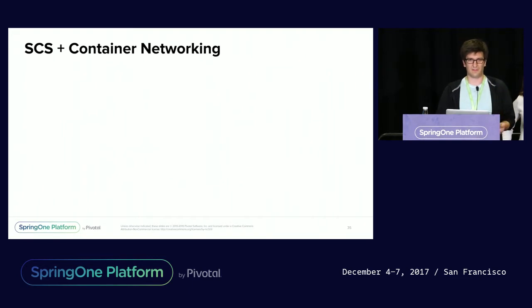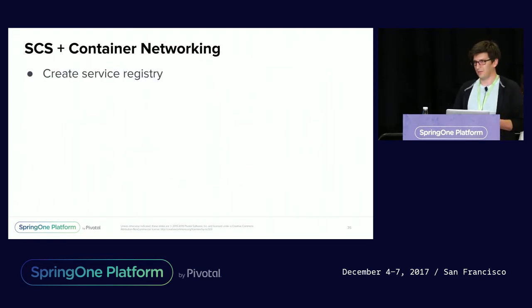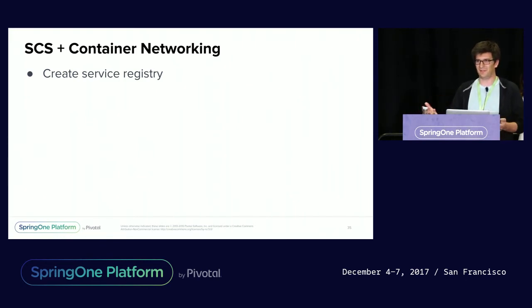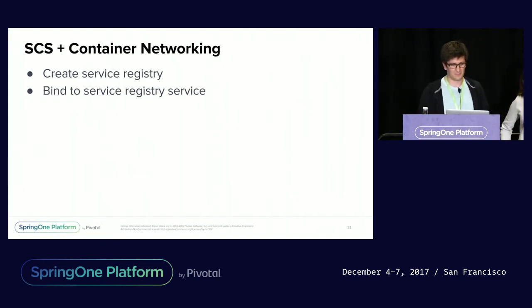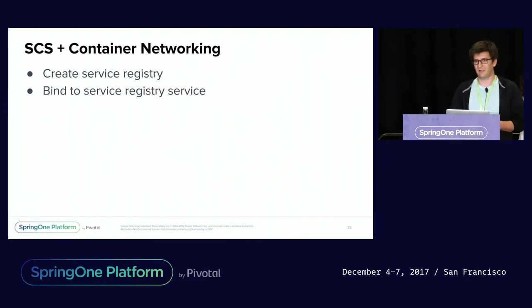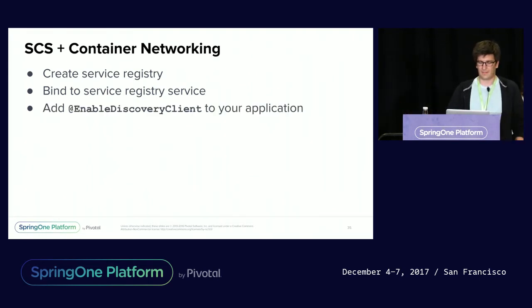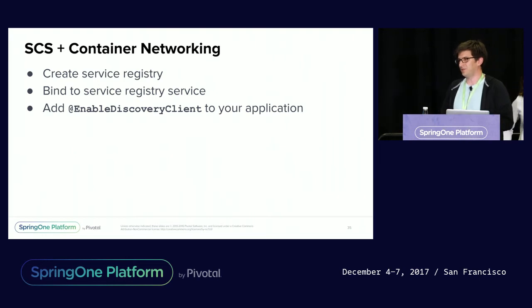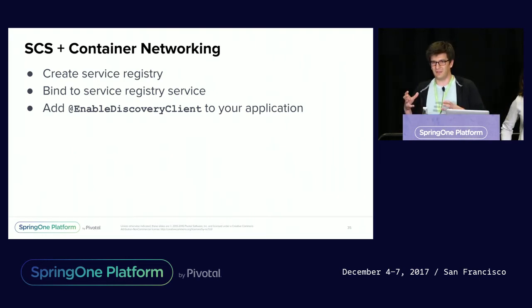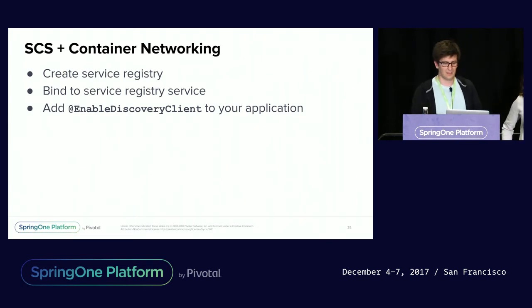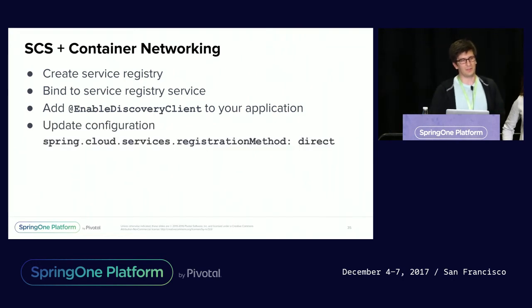Getting down to the mechanics of it, you first create a service registry using the cf create-service command with the CLI. You bind your application to that service. This can be done again with the CF CLI or with the manifest of your application. And then within your Spring application, enabling your application to communicate with the service registry is as simple as adding this annotation to your application class and setting a couple properties.